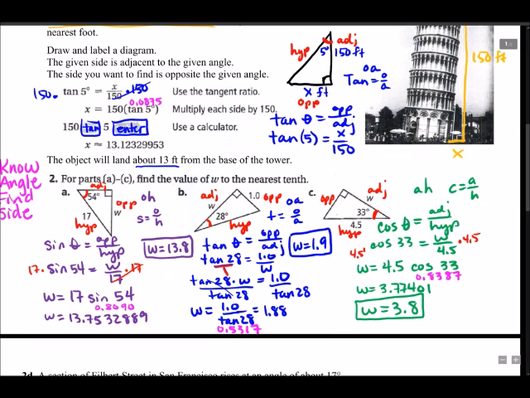So 17 times sine of 54 is 13.75 in a lot of decimal places there. So we were told to round to the nearest tenth. The side length is 13.8. Now, does that seem reasonable? Well, we know our hypotenuse is 17. So yeah, that fits right in there. We know it has to be less than the hypotenuse, and that's a good number.